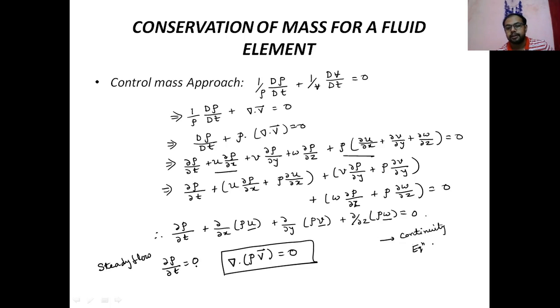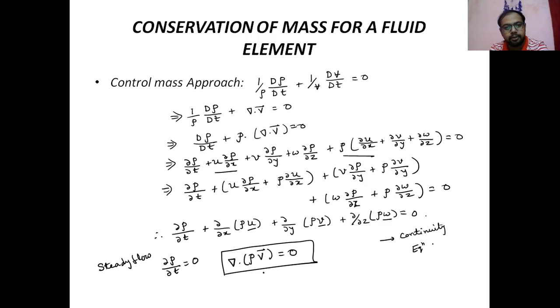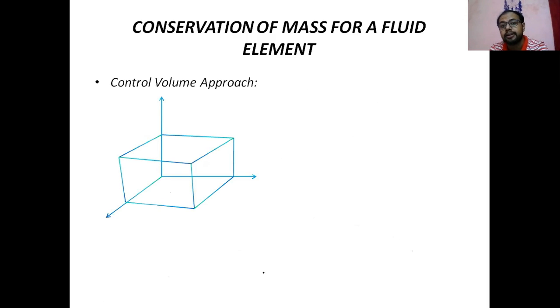If rho is constant, for constant density flow, the same incompressible equation will come back. So all constant density flow is an incompressible flow, but all incompressible flow is not a constant density flow. Even with varying density, there may be a chance of incompressible flow when it satisfies this equation. We have already told that this is the most important equation.